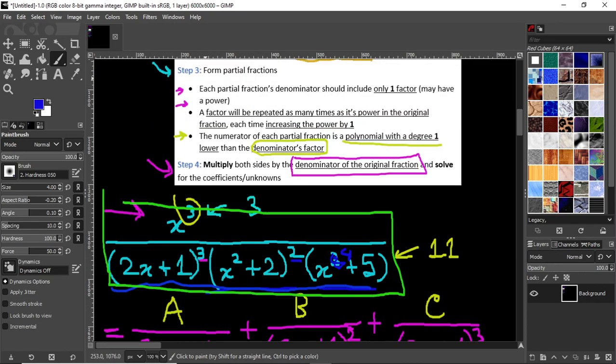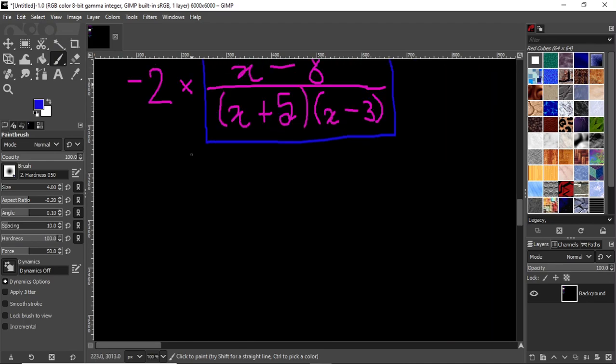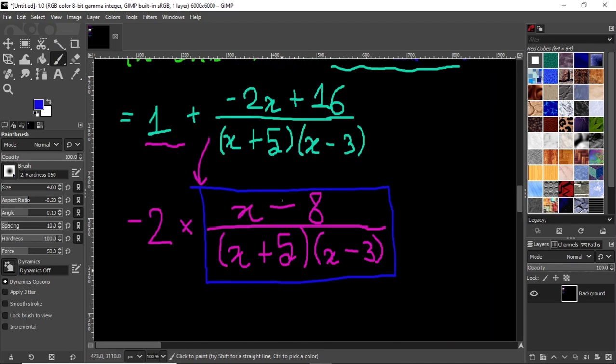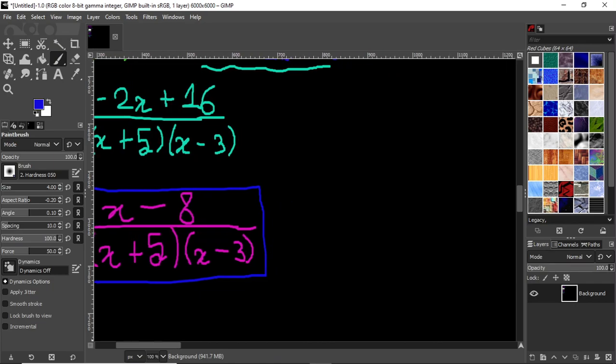Step 3, form the partial fractions. And as I was saying, it's not going to be as complicated as the previous example was.